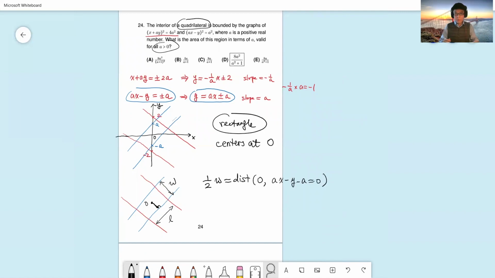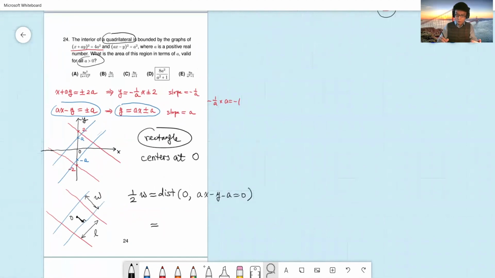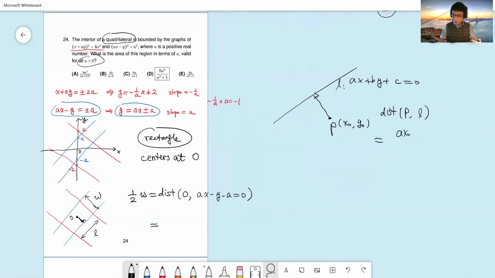Okay, and we have a standard formula to find the distance, right? If we have a line ax plus by plus c equals 0, and we have an arbitrary point x0, y0, the distance has a standard formula. So the distance from P to the line L equals the absolute value of ax0 plus by0 plus c, divided by the square root of a squared plus b squared.